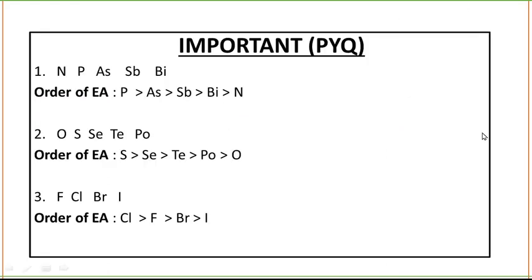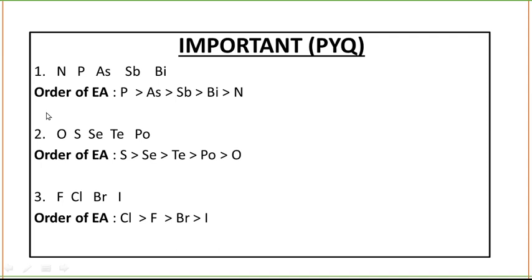Next, this slide is very important because these three are the most important PYQs. These three points have been asked a number of times in many competitive exams and also in the GATE exam. So this is very important. Here I would suggest please note them down in a particular notebook and revise them on a daily basis, because you know it very well.